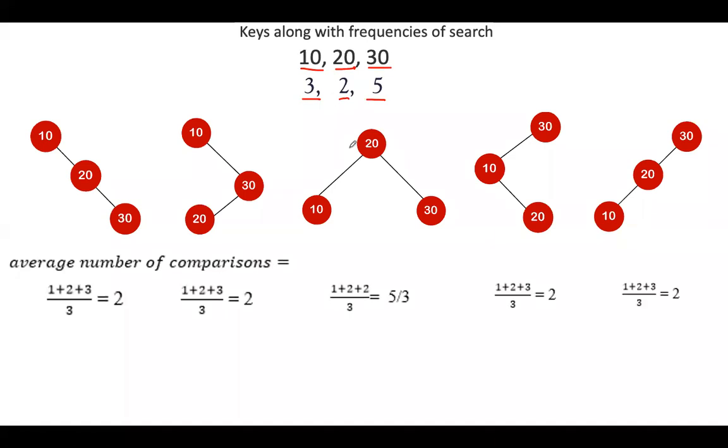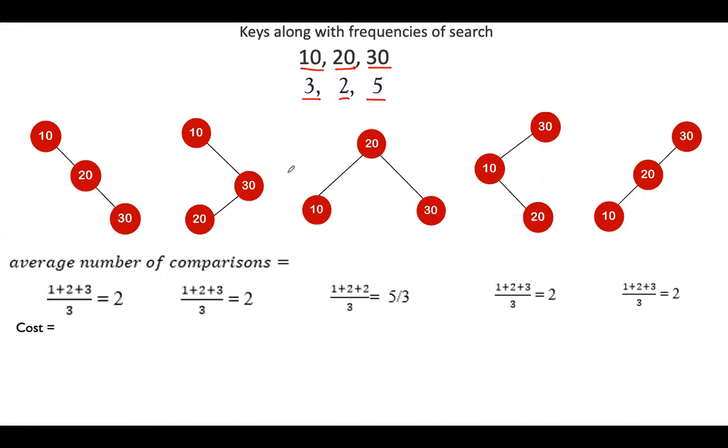Next, we have to check cost of comparison. Okay, we have to find out the cost. What is the cost of each binary tree when the keys are given along with the frequency of comparison? You have to find out the cost. And whichever tree yields the least cost, that tree we actually call as optimal binary search tree.